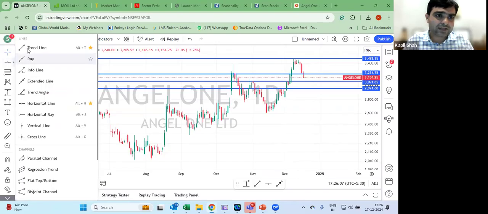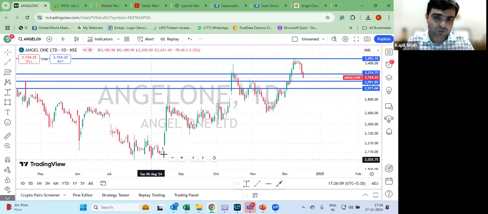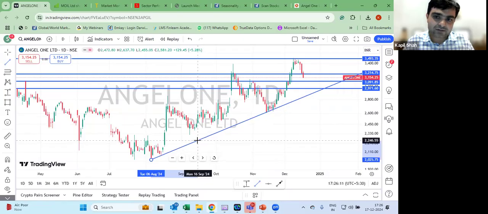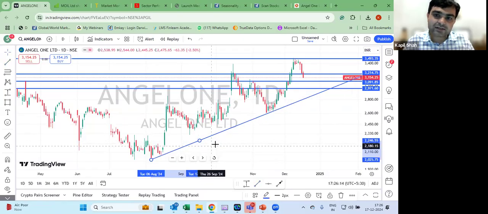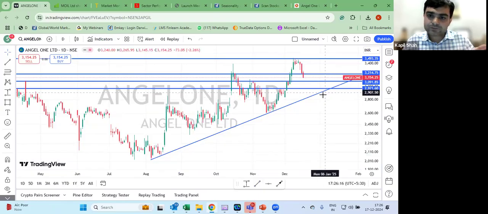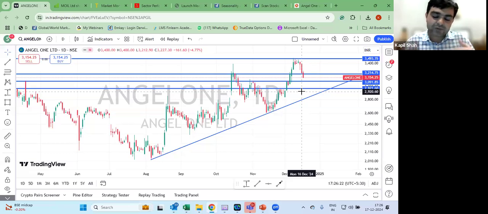You may play around with the lines as well over here. So let's say this is your bottom, and this is another trend line. You never know whether this trend line is going to play a role or not. So this main trend line also plays as support, and this horizontal line also plays as support. But in any case, we have to wait for some positive development to happen.